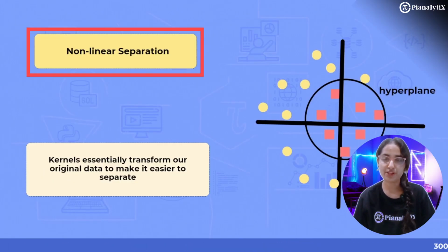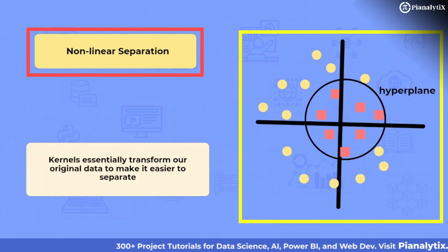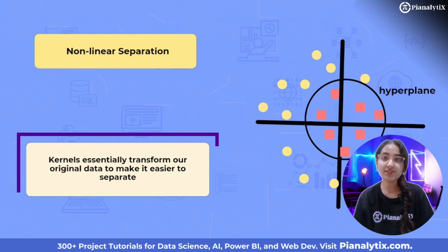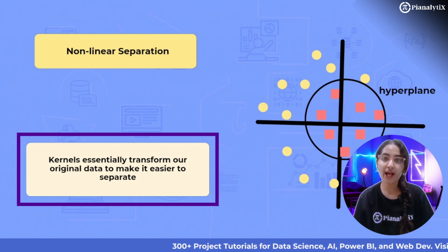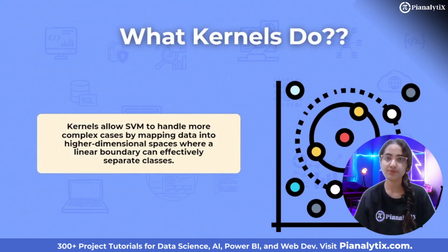Second, nonlinear separation. What happens if the shapes are mixed up and not so easy to separate with a straight line? For instance, imagine clusters of overlapping circle and square shapes. This is where the concept of kernels comes in, allowing SVM to handle complex cases by mapping data into a higher dimensional space where a clear boundary can be created. Kernels essentially transform our original data to make it easier to separate. Imagine viewing the shapes from a different angle, where circle and square shapes fall neatly into different areas.